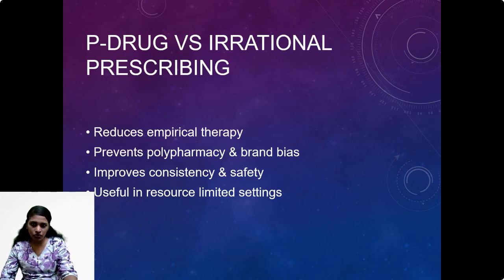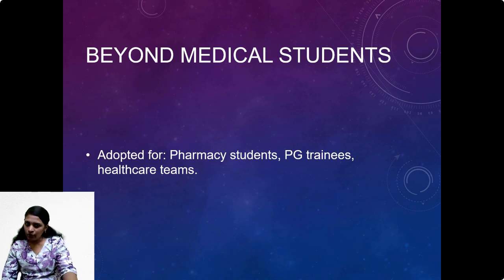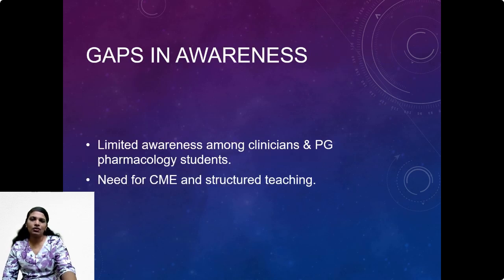So, why is P drug important? Why is having essential medicine list important? Because it helps to reduce the empirical therapy, and it also helps us to prevent polypharmacy and brand bias. It helps to ensure the safety of the patient, and it is useful in the resource limited settings. And it is also being widely integrated in pharmacology using problem based learning, role plays, and case studies. And then it also helps students think like prescribers. It is also adopted by the pharmacy students, PG trainees, and healthcare teams.